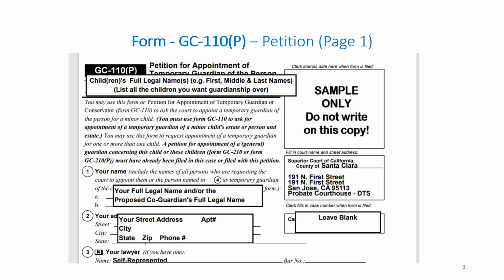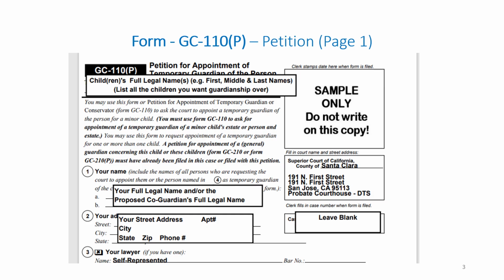Item 1. You will list your name here as the petitioner. Note that this workshop is set up assuming that the proposed guardian is the petitioner. If there is another adult who wants to apply to be a guardian with you, this person is called a co-guardian, and you will list their name on line B underneath yours. A co-guardian is a person who will have the ability to make decisions about the child or children together with you. You both will have equal rights and responsibilities for the child or children if the guardianship is granted.